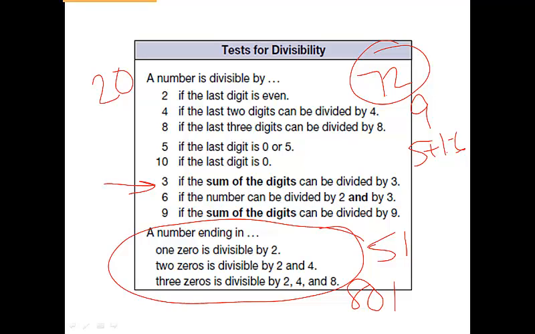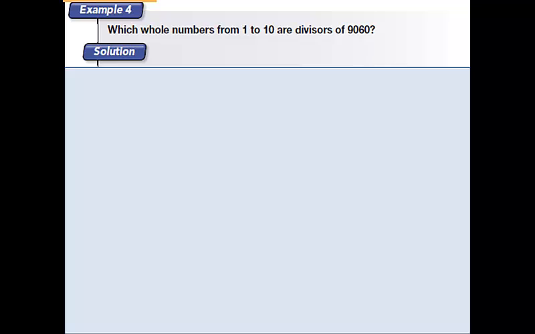I don't expect you to memorize these, but some of them you should know intuitively. But watch the video from Khan Academy also. It'll help you a lot in knowing your divisibility.